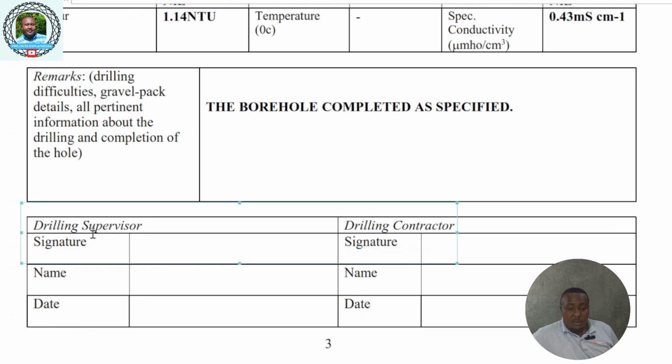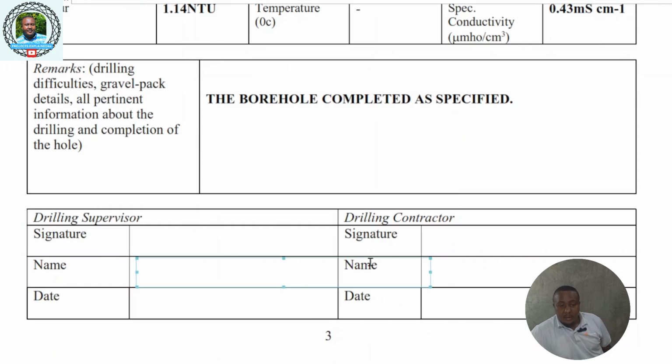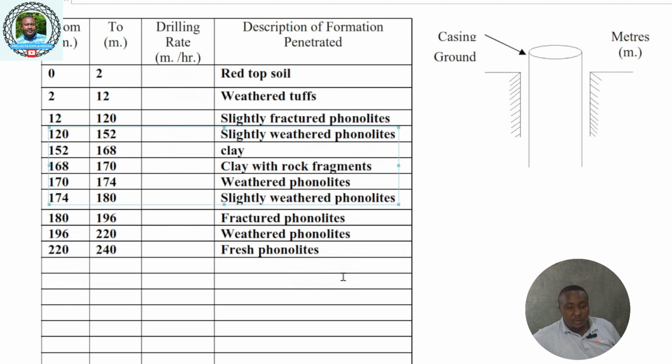Then you go to the same page. Then you'll have the signature of your drilling supervisor and your drilling contractor, and the date. So this is done by the contractor. Then you go to the fourth page. This is where you get the logs.